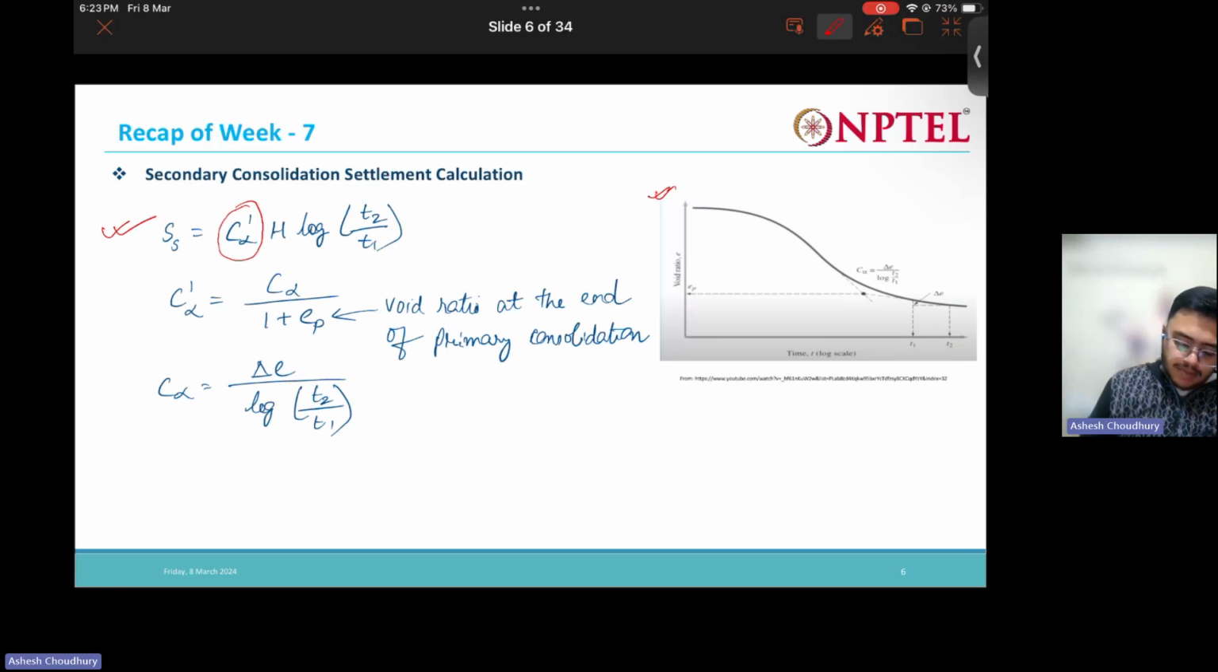Okay, and then what is C alpha in that case? Delta E by log T2 by T1. So we are considering that from time T1 to T2, in this time the secondary consolidation is actually taking place. And delta E is nothing but the minute void ratio change that occurs in that time period. Okay, so from here to here it's nothing but the primary consolidation, and from here to here whatever little bit is occurring, that is due to the secondary consolidation.